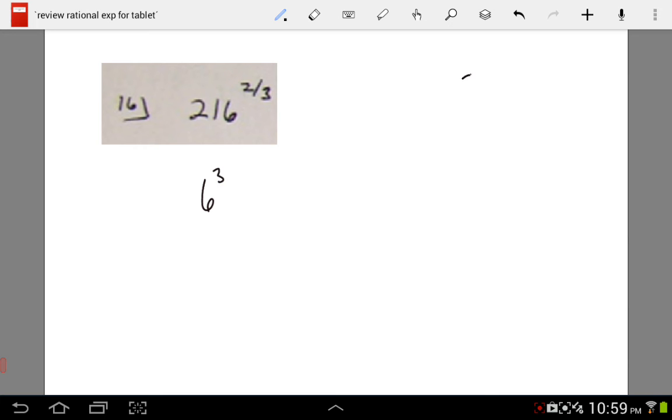Let me check that real quick. I don't have a calculator right now, or a cheat sheet. So yes, that is 216. Alright, so I can write 6 to the 3rd power to the 2/3 power. And now those 3's will just cancel out for me. And so all I have left is 6 squared, and that's just 36.